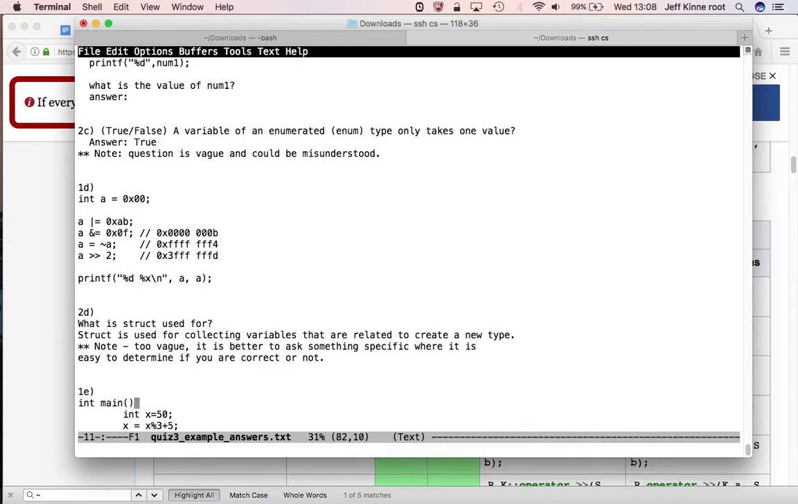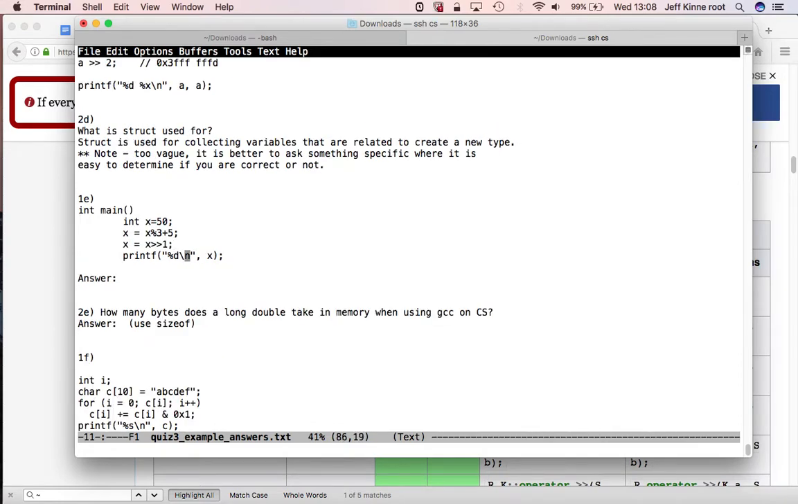Struct, we'll skip that. Let's see, all right, x is 50. Then we do mod 3 plus 5. The mod 3 happens first. So we'd have 2 plus 5 is 7. Then we shift right by 1. 7 is 1, 1, 1, 1. So now x is 3. So that would be a 3.